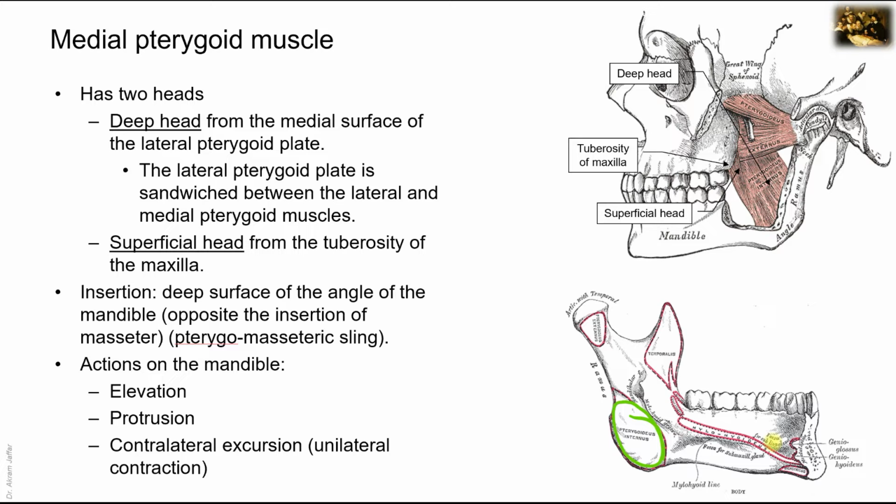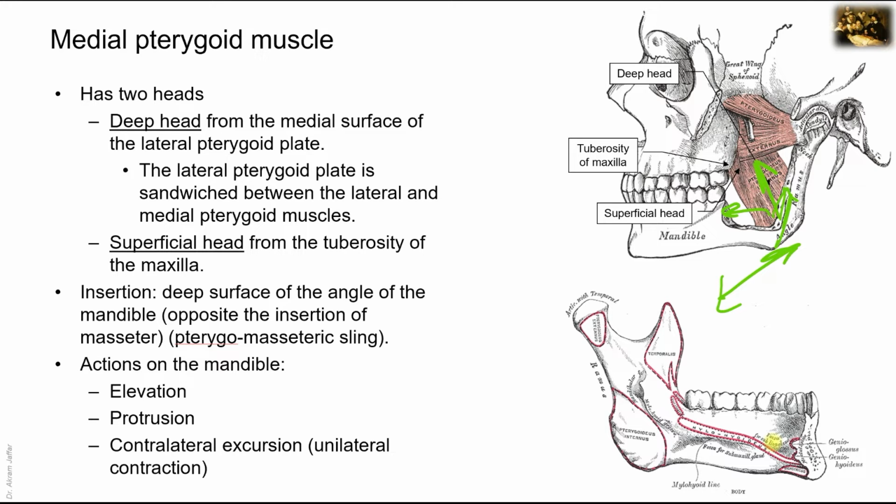So the angle of the mandible is in fact sandwiched between the masseter muscle externally and the medial pterygoid muscle internally. You can see here that there's a rough area because of the attachment of the medial pterygoid muscle. The muscle therefore causes elevation of the mandible. Also, it causes protrusion of the mandible, as well as contralateral excursion of the mandible.